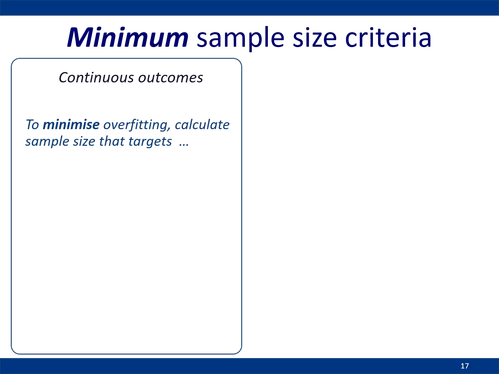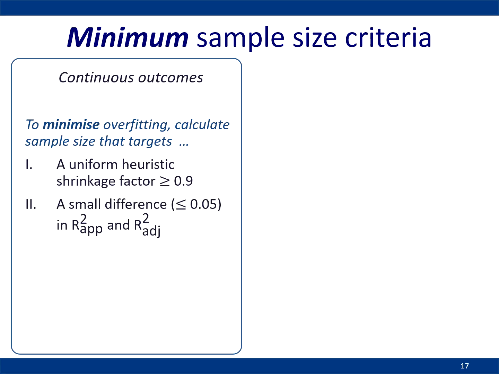So the papers cover a series of closed form solutions that allow us to calculate sample size to estimate key measures precisely. Let's think about these in a little bit more detail. Firstly, for continuous outcomes, the aim is to minimise overfitting and to calculate sample size that targets these 4 criteria. Firstly, a uniform heuristic shrinkage greater than or equal to 0.9. So this represents a sample size that would mean minimal overfitting and therefore minimal shrinkage required.